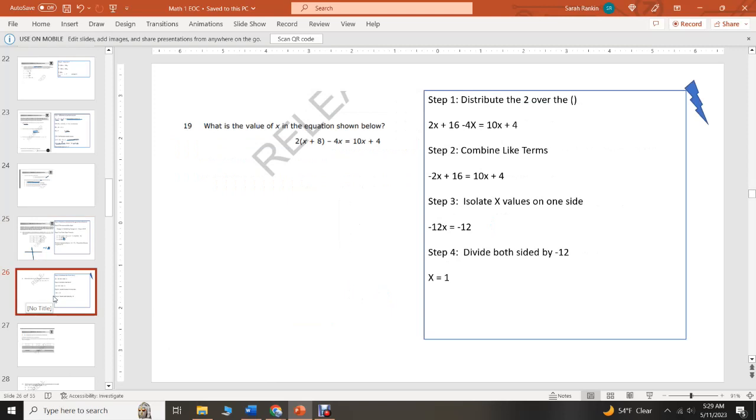What is the value of x in the equation here? This is simply testing your ability to make sure you have your rules. So 2 times x is 2x, and 2 times 8 is 16. Then I combine my like terms, so I get -2x plus 16 equals 10x plus 4. Then I subtract 10x from both sides: -12x equals -12. Divide both sides by -12, and x equals 1.